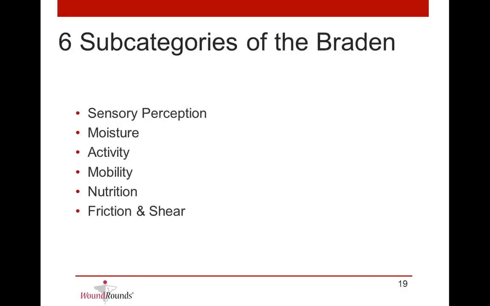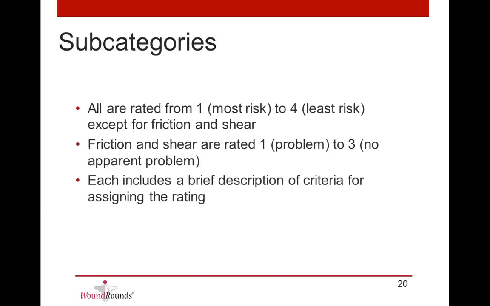So we talked about the Braden scale in general, but what's important for us to focus on is those 6 subcategories that exist within the Braden, and those are listed on the screen in front of you. Risk assessment is not valid and reliable unless those administering the assessment have access to the complete scale and the subscale descriptors.